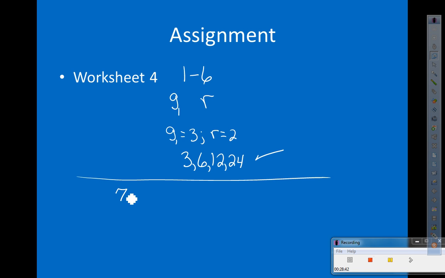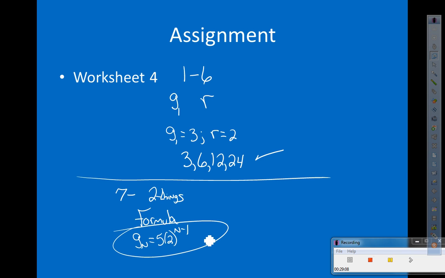On 7 on, though, I need to see 2 things. I need to see a formula, just like I did on every example, and then I need to find the value of the 8th term, the 10th term, the 20th term, whatever it is. But your answers might look something like g sub n equal 5 times 2 to the n minus 1. That's a formula. So I need to see that as then your answer.